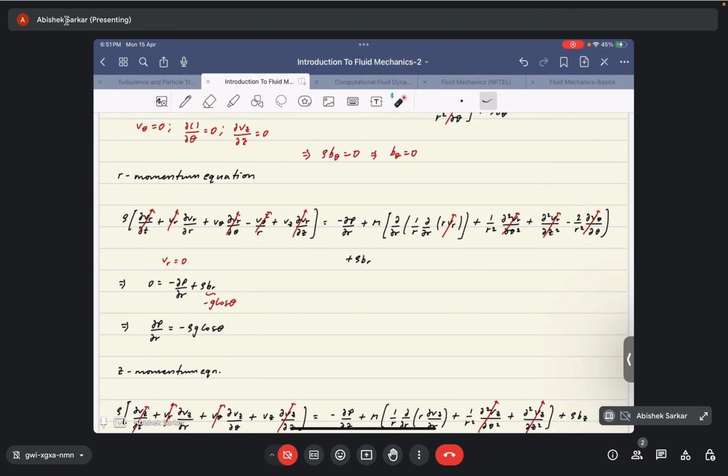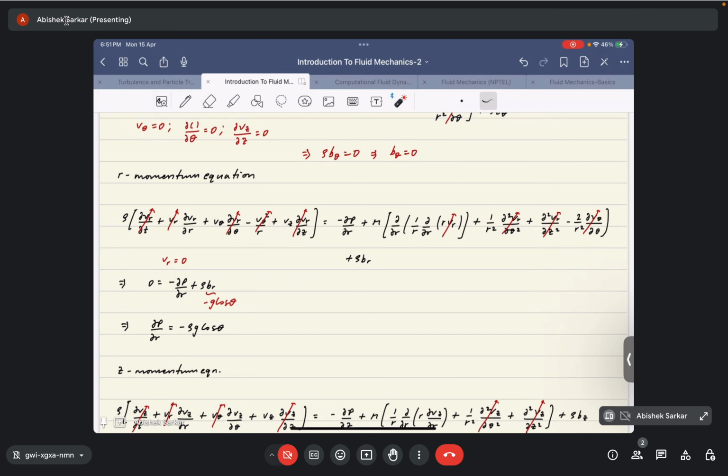But for the given problem we have that v theta is 0, dou by dou theta is 0, and vr is 0 for all r. Keeping that in mind, this term will go out because the flow is steady, plus vr is 0. Again this term will go out because vr is 0. This term will go out because v theta is 0, and this term will go out because vr is 0. vz is not 0, but vr is 0.